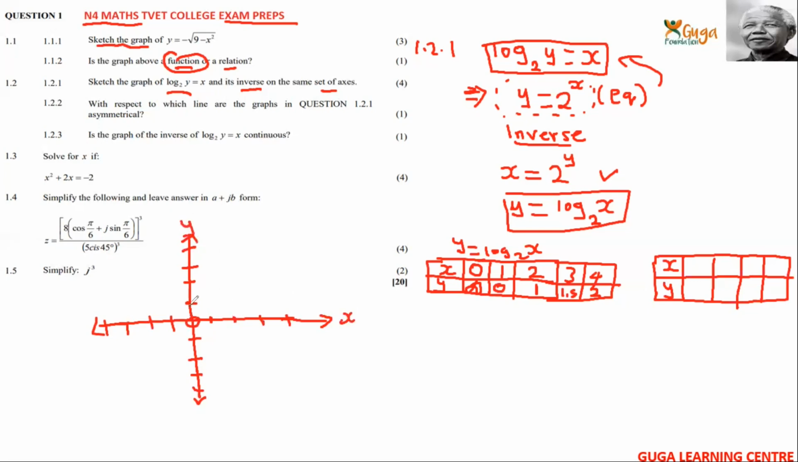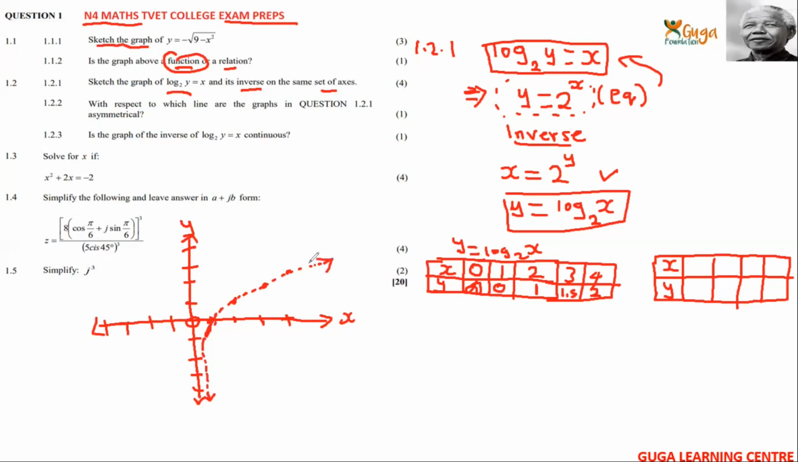So we're saying that at 0 you've got undefined, and then at 1 you've got 0. At 2 you've got 1. At 3 you've got 1.5 somewhere here, maybe. And then at 4 you've got 2, right? So your graph is going to be something like this. You just join the plots, but it will never touch this y-axis, right?